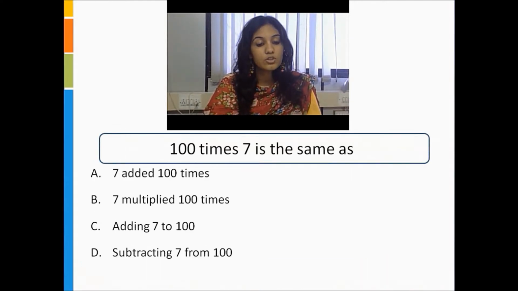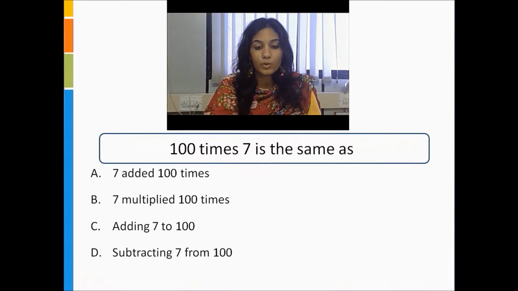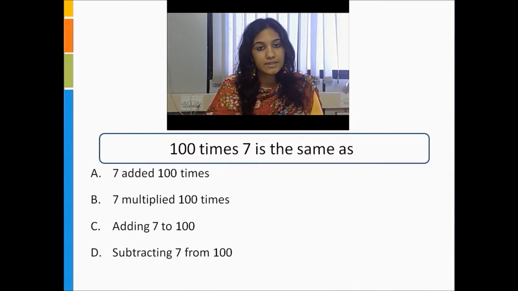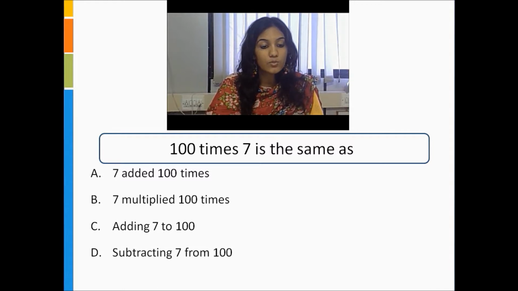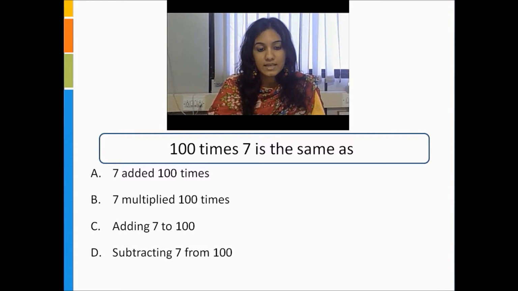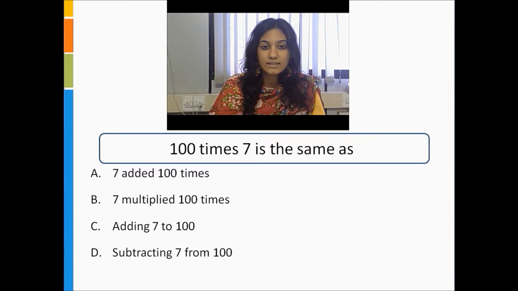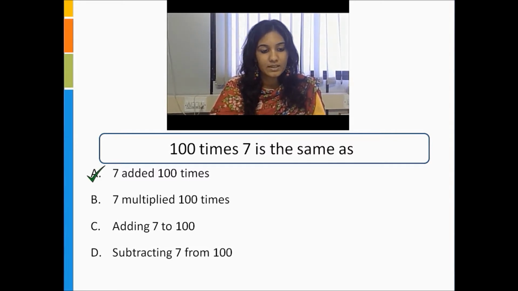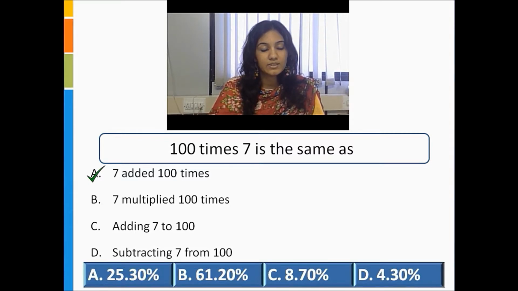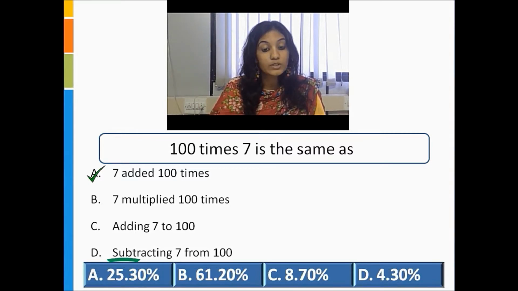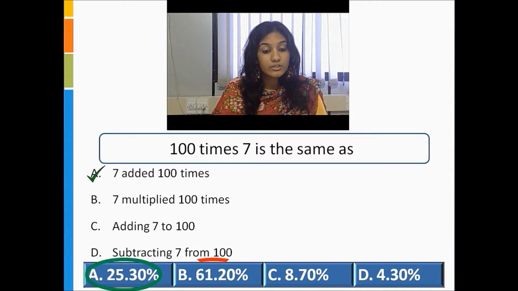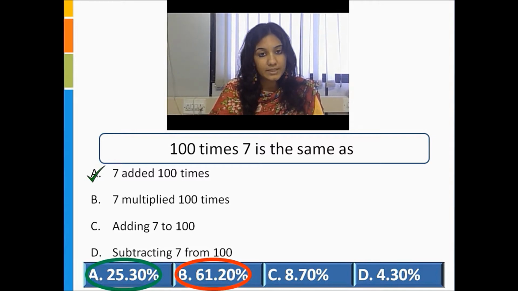The following question was also given to students of class 3, 4 and 5 in a detailed assessment test. Students were asked what 100 times 7 was the same as. The correct answer in this case is option A, that is 7 added 100 times. Looking at the performance data given here, it can be seen that only 25% of the students across classes selected the correct answer. The majority of students appeared to select option B, that is 7 multiplied 100 times.